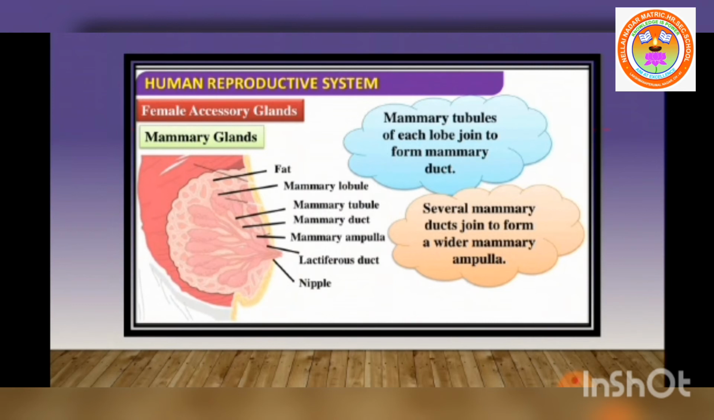So the mammary tubules of each lobe join to form a mammary duct. Several mammary ducts join to form a wider mammary ampulla, which is connected to the lactiferous duct in the nipple. Under the nipple, each lactiferous duct expands to form the lactiferous sinus, which serves as a reservoir of milk. Each lactiferous duct opens separately by a minute pore on the surface of the nipple.